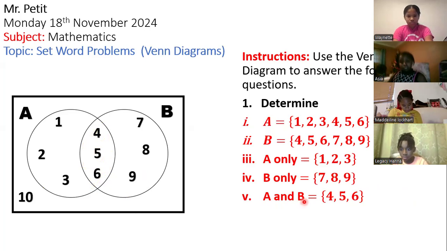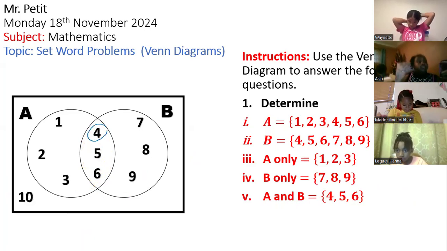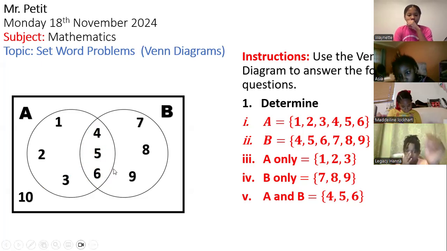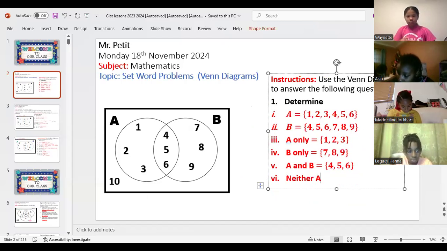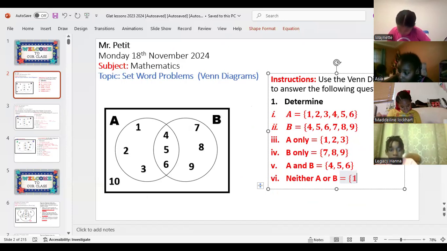So we have A and B, which is going to be 4, 5, and 6. That's this in the middle. So A intersect B is 4, 5, and 6. That's the intersection. That's what's in both of them. And then tell me what is in neither A or B. 10. Very good. 10 is in neither A or B.